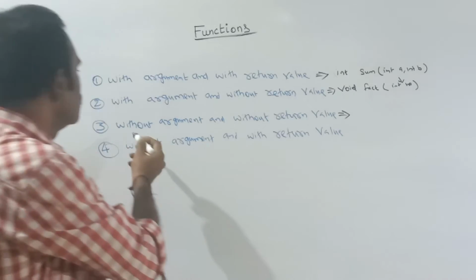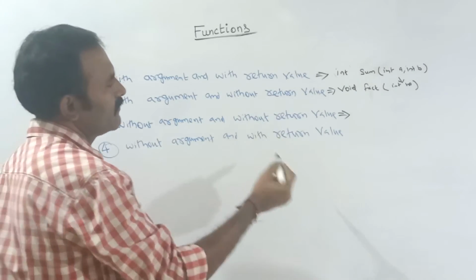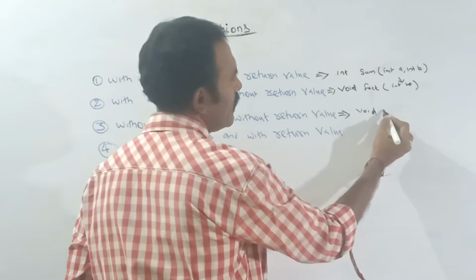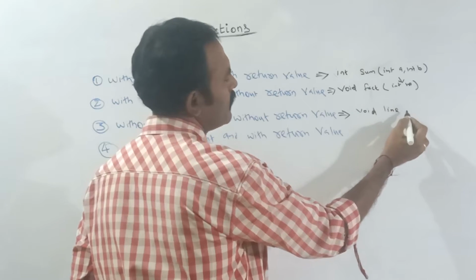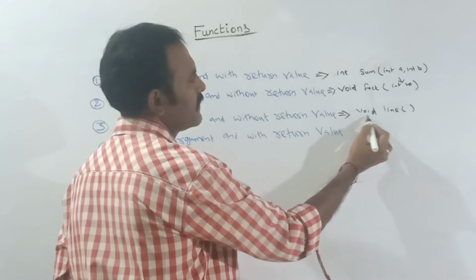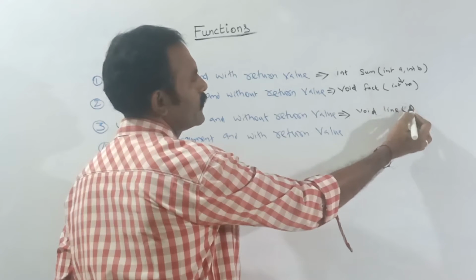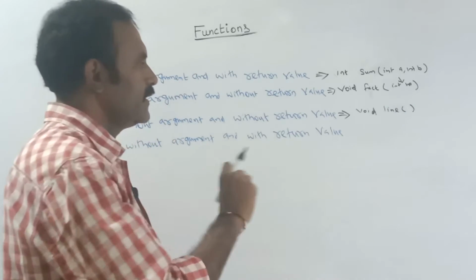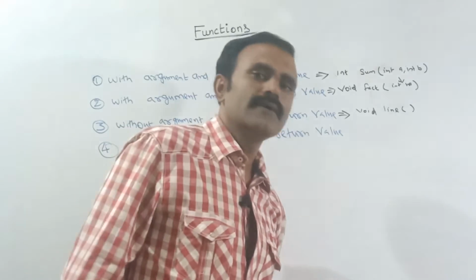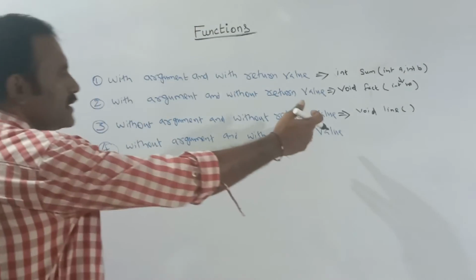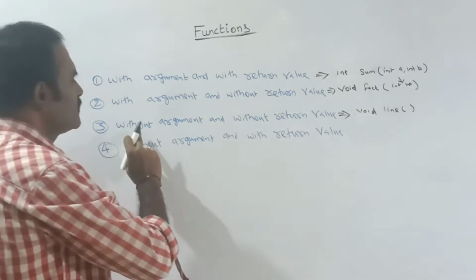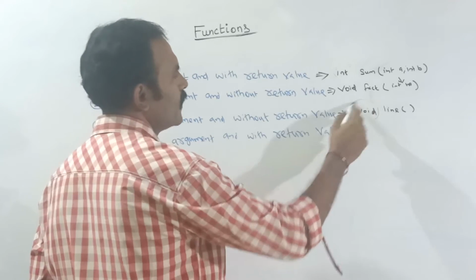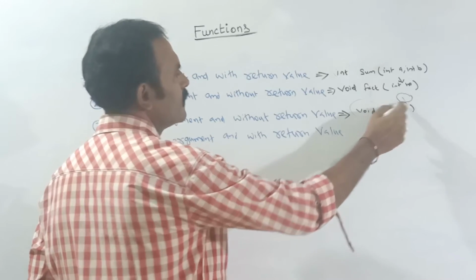Here, this one is without argument and without return value. For example, void line. This is the function. This function will not return any value, and we are not going to pass any argument either. If we call the function line, at that time a straight line will be drawn. So this kind of function is known as without argument, no argument, and without return value, that is void.